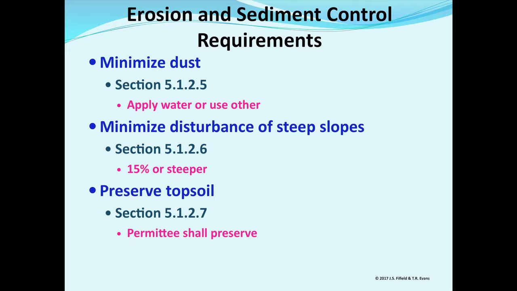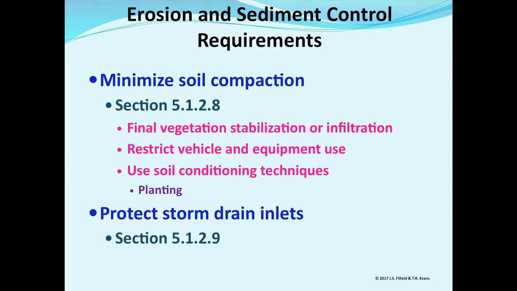Preserve topsoil. Again, you're doing it. I see it out there, and that's a good job. Keep it up all the way on there. Minimize your soil compaction. It's kind of hard on construction sites when you're putting in a culvert to minimize compaction. I realize that. But take a look at it. Can you do something different? And my favorite, protect storm drain inlets.